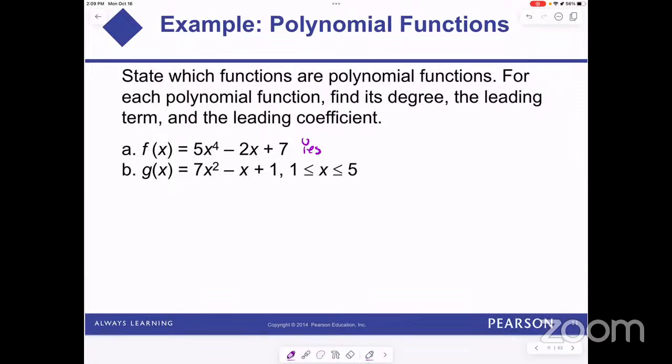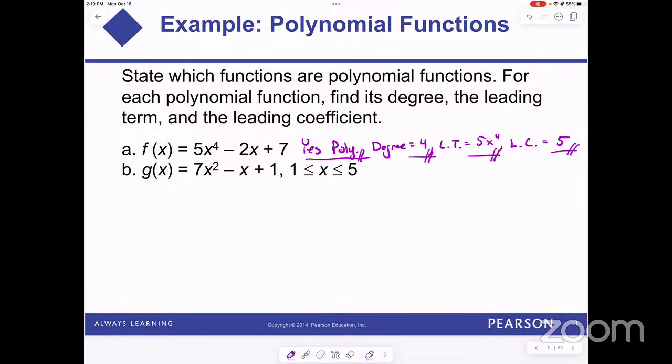I'm just going to abbreviate. The degree is going to be the highest power on any term. The highest power on any term here is 4. The leading term, which I'll abbreviate as LT, is the term with the highest power, so that's 5x to the 4. The leading coefficient is the constant on the leading term, so in this case it's 5. So yes, it's a polynomial, and we got the degree, the leading term, and the leading coefficient.